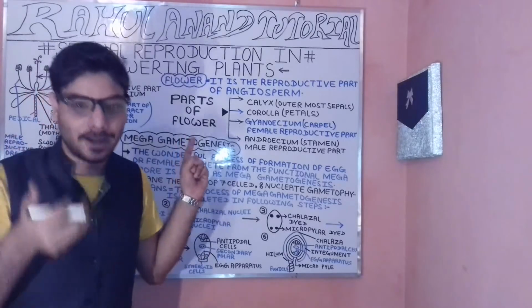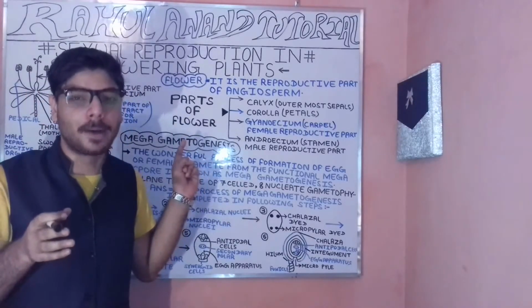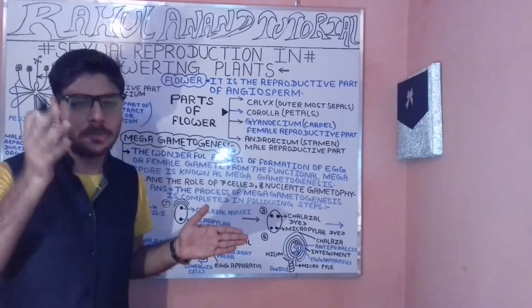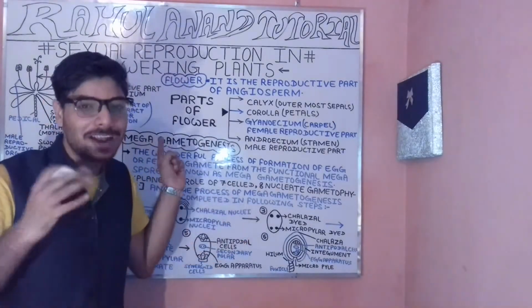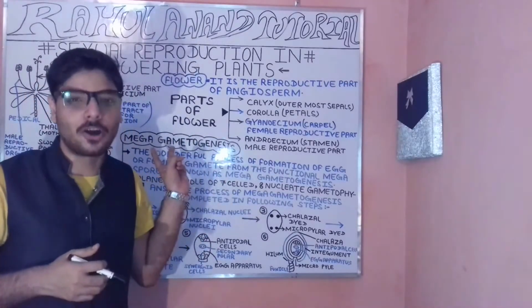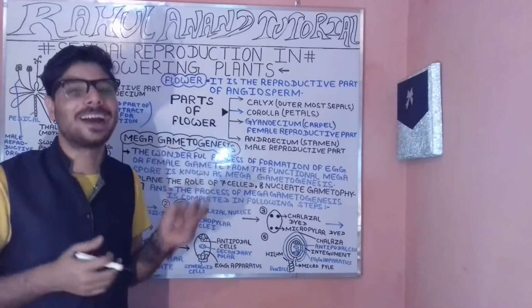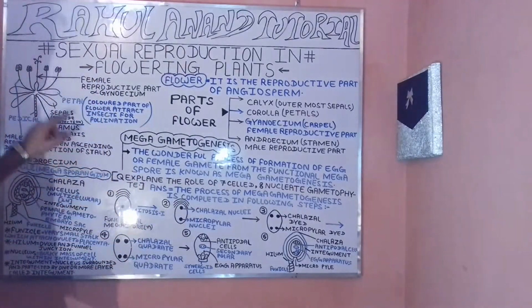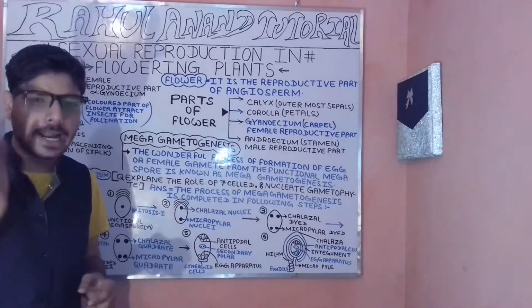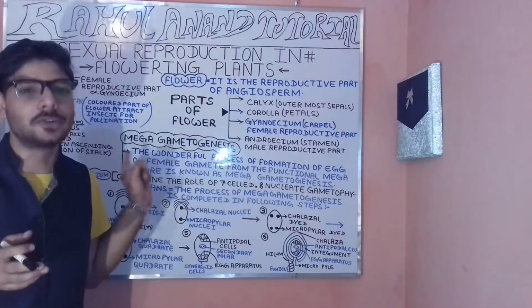The female reproductive part is occupied in the middle portion of the flower, whereas the male reproductive part is on the corner side. You can find this on the board here: the female reproductive part, the male reproductive part, and then the petals as well as the sepals.